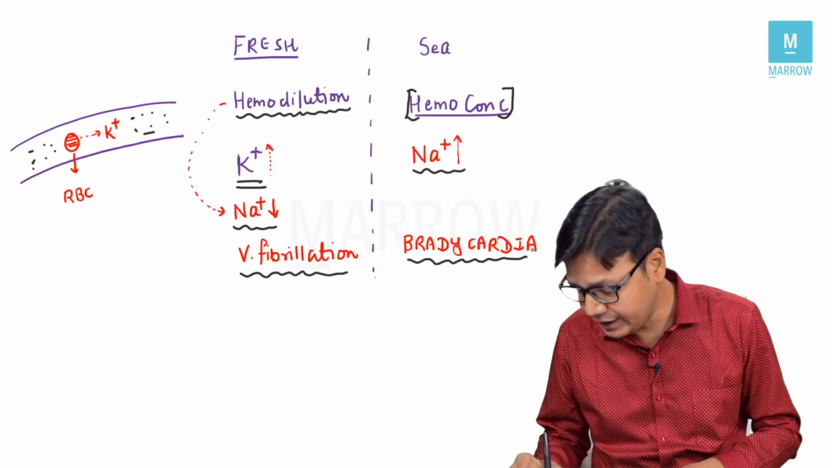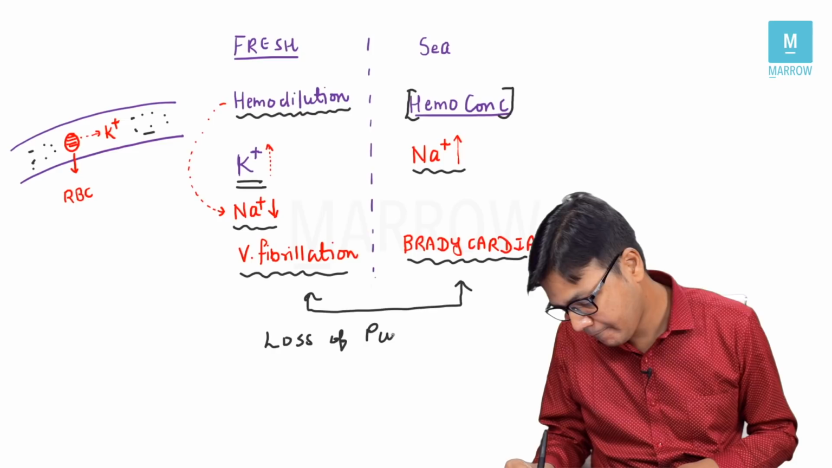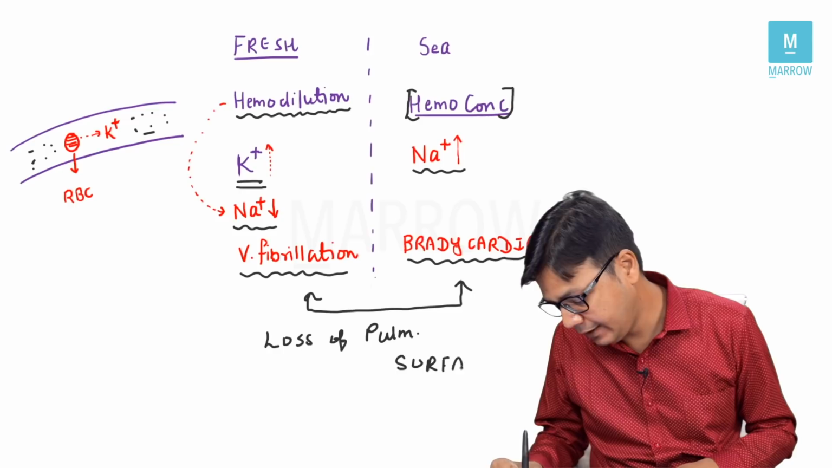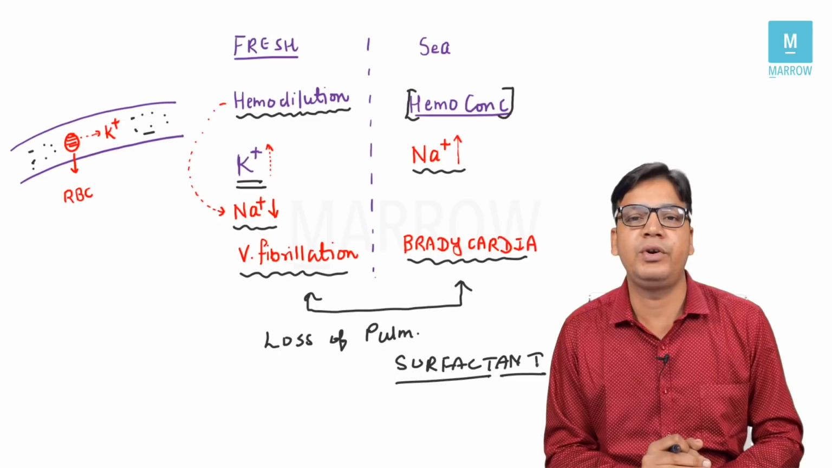And in both conditions, yes, you can choose this one. What happens in both? There is loss of pulmonary surfactant. In both conditions, loss of pulmonary surfactant. That's a very important topic. You study pulmonary surfactant in physiology; it's a very important topic. Loss of pulmonary surfactant is seen in both types of drowning.